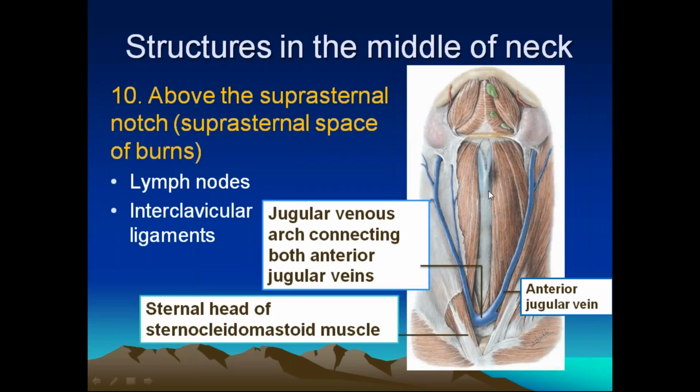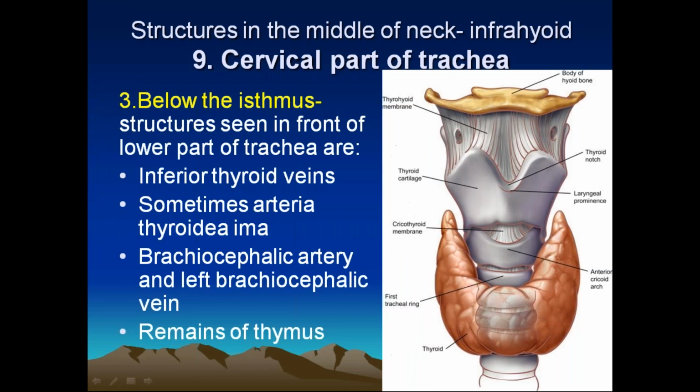So from above downwards, just look at this picture and read. You can see the body of the hyoid bone. Next will be the thyrohyoid membrane. In between you have the infrahyoid bursa, then will be the angle of the thyroid cartilage. Then next will be the cricothyroid ligament here. Then the arch of the cricoid cartilage.